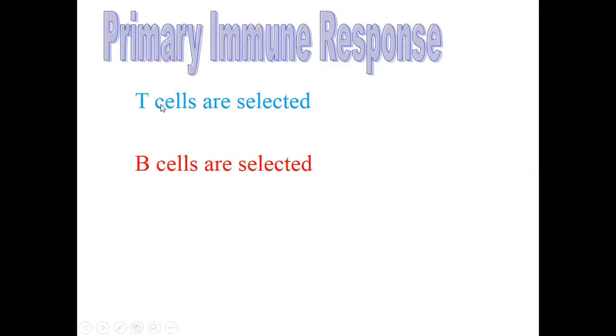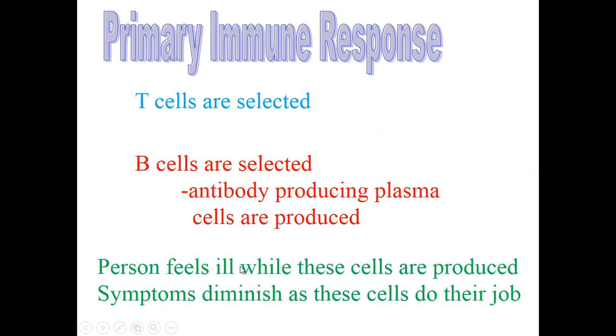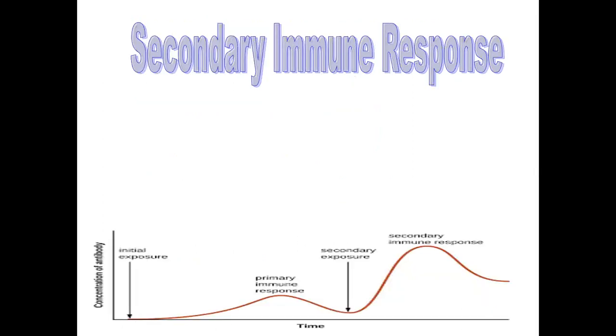Primary immune response: T cells are selected, B cells are selected. What is the selection? Antibody-producing plasma cells are produced, and the person feels ill. While these cells are produced, symptoms diminish as these cells do their job. Secondary immune response: this is the primary immune response, and this is the secondary immune response. There are two kinds of immune response.